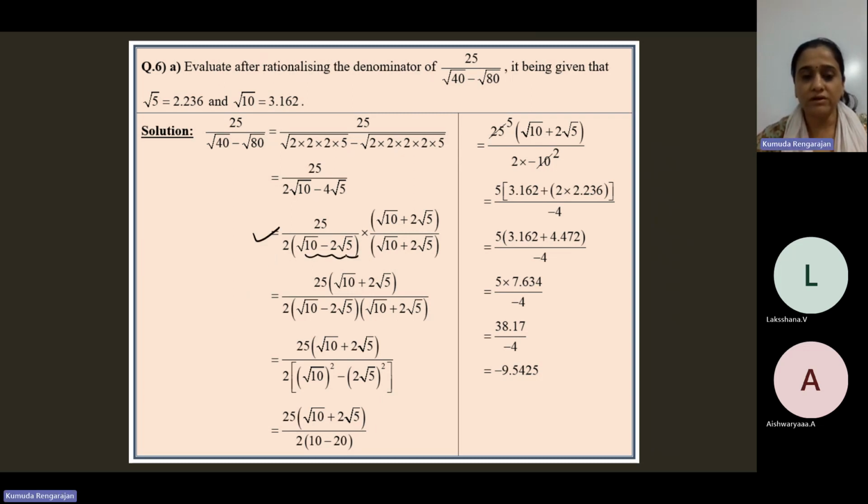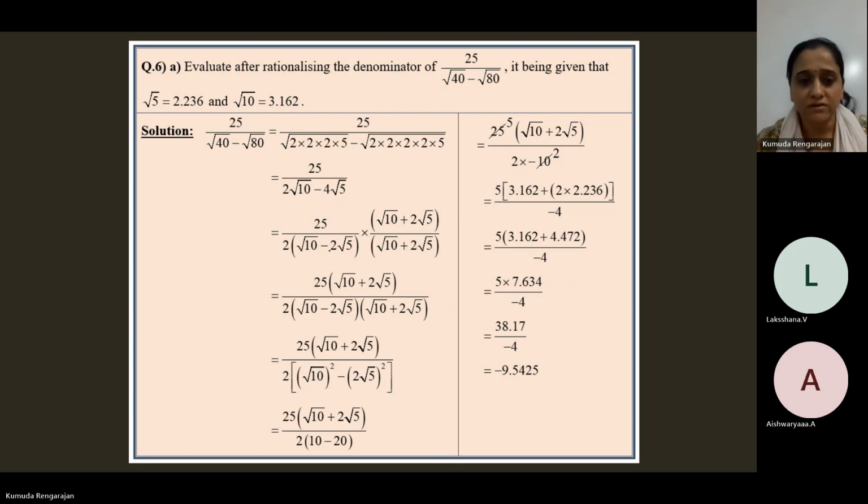Now, what is the denominator? It is root 10 minus 2 root 5, and the conjugate is root 10 plus 2 root 5. So multiply and divide by the conjugate of the denominator. Root 10 minus 2 root 5, conjugate root 10 plus 2 root 5. So multiply the numerator and denominator with the conjugate.